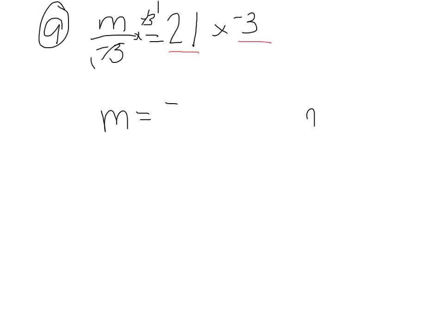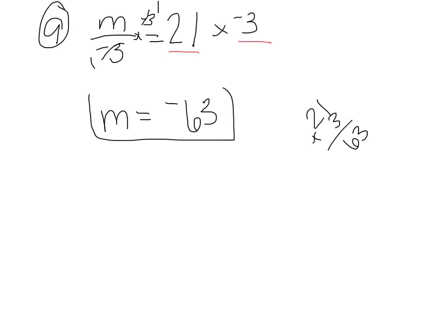What is 21 times 3? Let's figure it out. 3 times 1 is 3. 3 times 2 is 6. So we just have to bring our trusty 63 over there, and our answer is m equals negative 63. Now to plug that back in, I would do negative 63 divided by negative 3 equals 21. Let's figure that out to make sure we are correct.